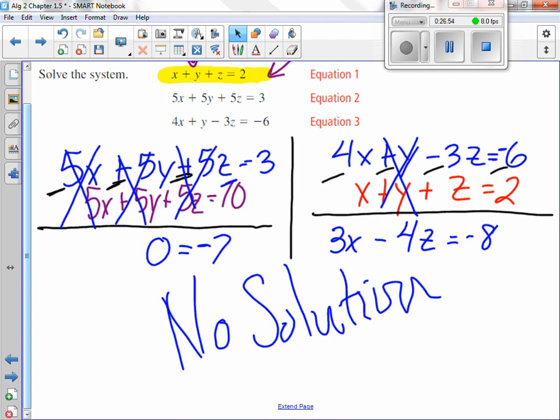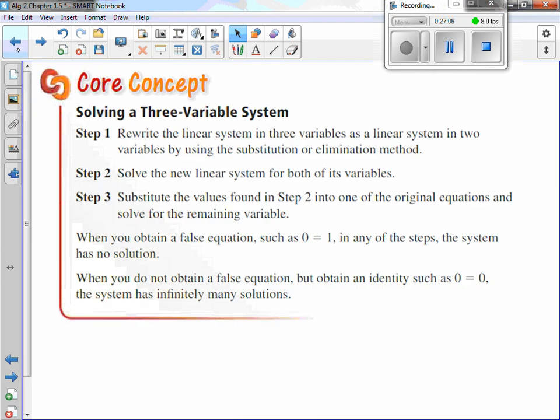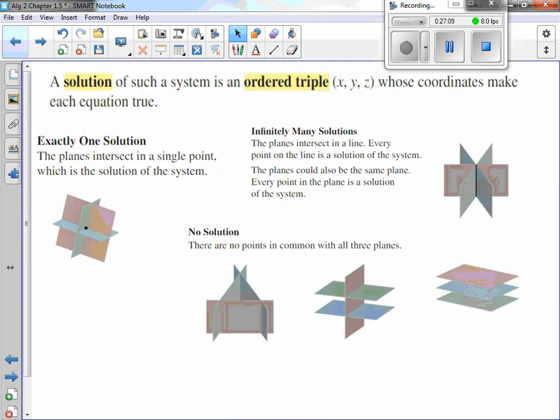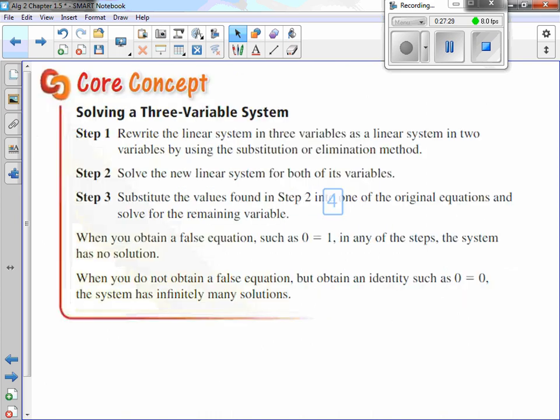What this is saying is that equation 1 and equation 2 are parallel. They're parallel to each other. So going back to our pictures, the third equation can't intersect the other two because there's not a point where all three intersect or come together. It is no solution. There's not a point or a line where all three will be true. So it's no solution.